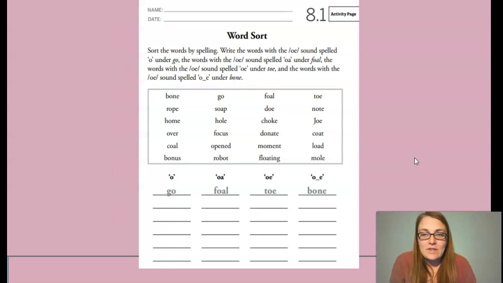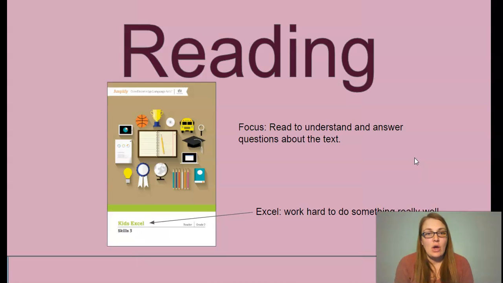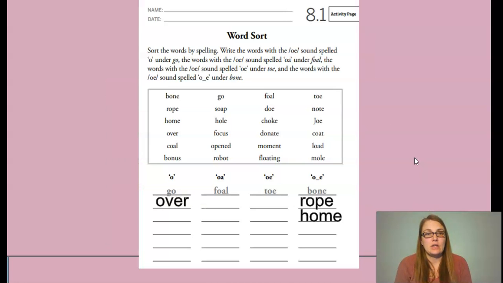Okay, our activity page today, 8.1, sort the words by spelling. Just like we've been doing, now we're sorting them into the O like go, O-A like foam, O-E like toe, and O space E like bone. Read through the 4 lists of words, there's 26 words altogether, and sort them where they go. So like rope, home are O space E, and over is an O. So continue sorting them just like this.